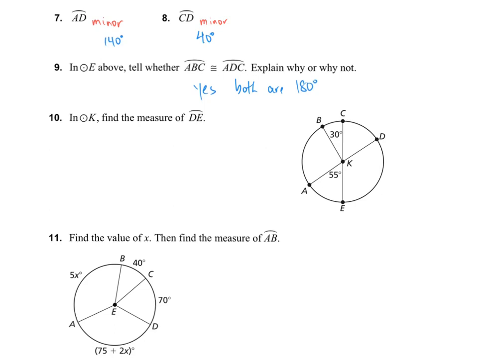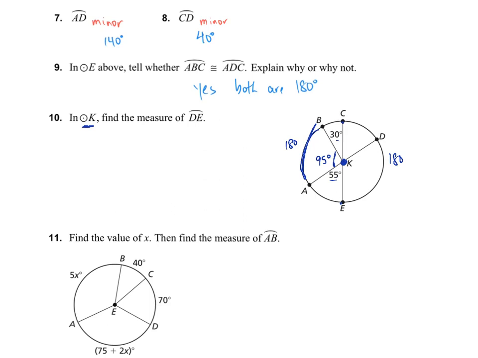So let's go through this and take a look at what we have. We know that C to E, because they told me that it's circle K, this is through the center, so this is a diameter. So we know that this is 180 degrees right there. Since that's 180, then the other side will be 180. If this is 55 and that's 30, that gives me a total of 85. So this arc in here will be 95 degrees.